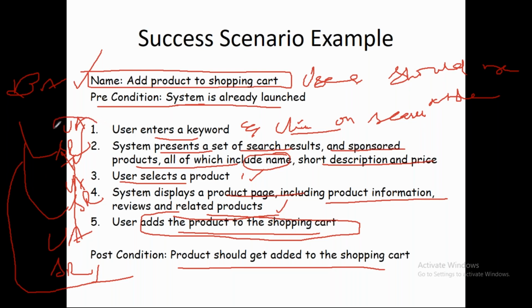Obviously the user will do the steps as suggested, and the system has to be developed in such a way that for the user's action, the system responds like this. Ultimately, the objective is that the user should be able to add a product to the shopping cart. So your post condition is the outcome of your objective of adding the product to the shopping cart. Your post condition should be in line with it. That is the meaning of it.